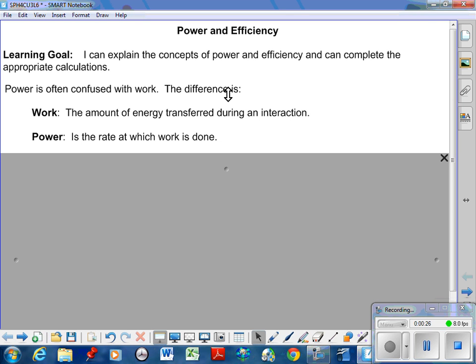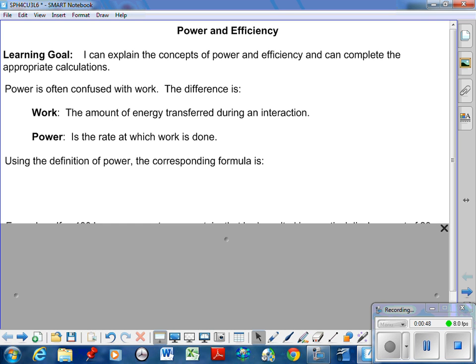So here's the big thing here. Power is often confused with work, but here's the major difference, and we talked about this earlier in the unit. Work is the amount of energy transferred during an interaction, okay? So when you're pushing a car, pulling a wagon, how much energy are you transferring? Power is how fast you do it, okay? Power is how fast are you working? So using the definition of power, this is what the formula is. So capital P equals work divided by time.